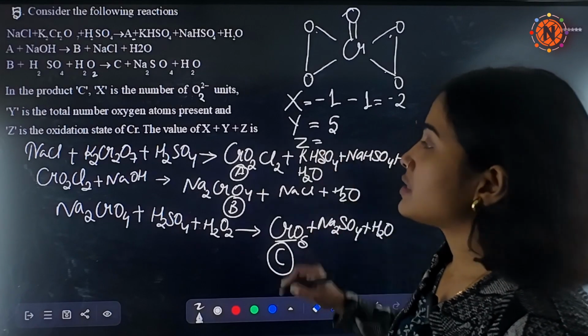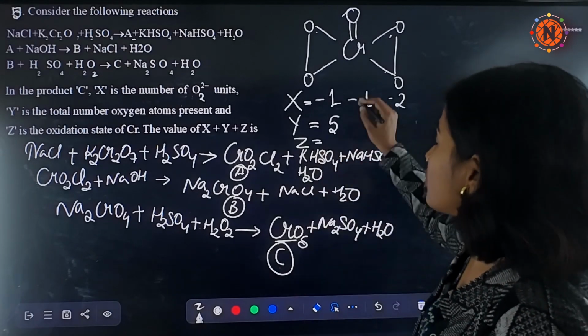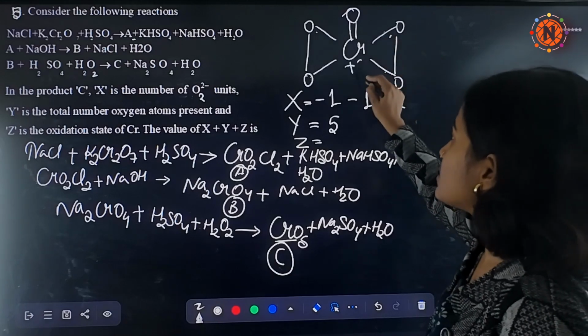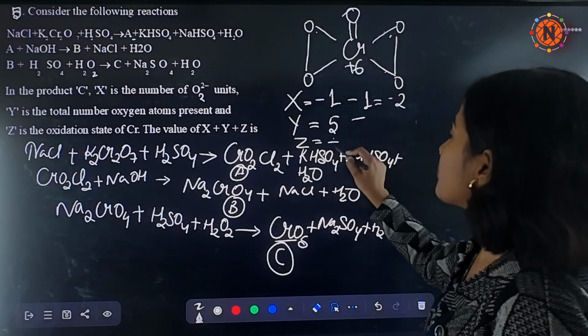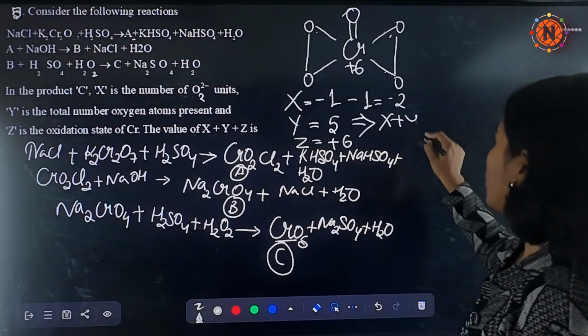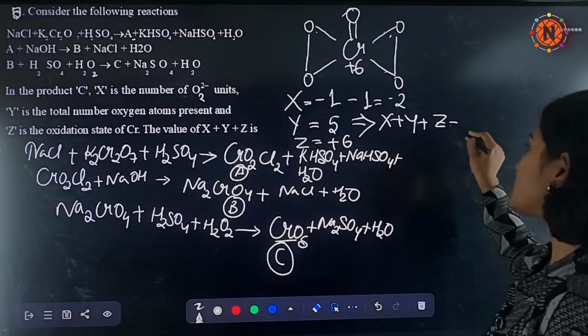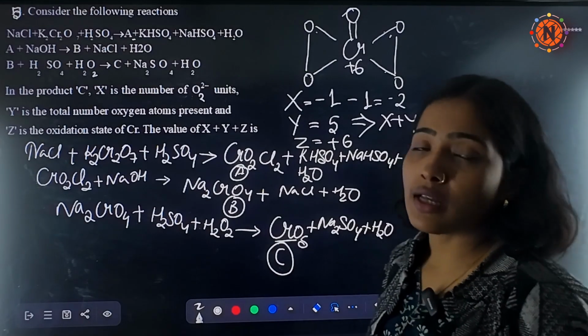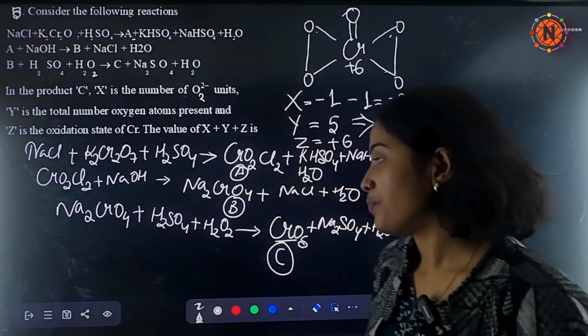Moving to the next, it is Z. Now what is the oxidation state here of chromium? 1, 2, 3, 4, 5 and 6. So it is plus 6. So Z will be plus 6. We need to find out the value of the sum x plus y plus z, that will be equal to 9. So this is the final answer.